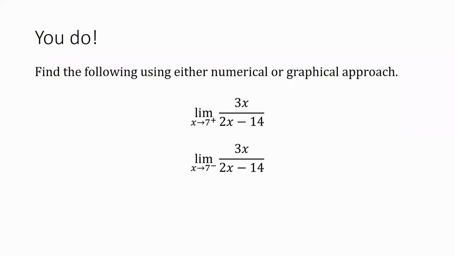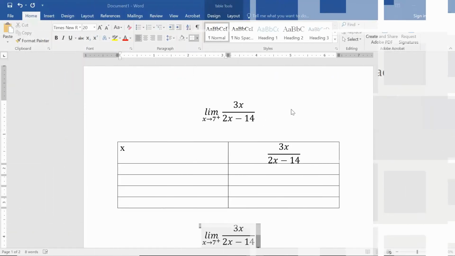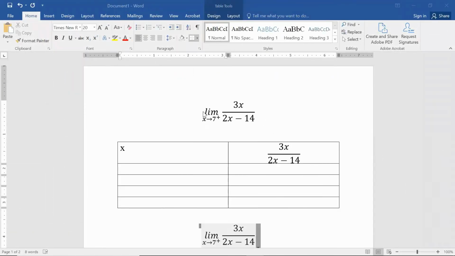I hope you did these two problems and looked at this numerically and/or graphically, or both. So we want to find these two limits: the limit as x approaches 7 from the right and the limit as x approaches 7 from the left of 3x divided by 2x minus 14. I'm going to do these numerically first. I have already set up the table here.